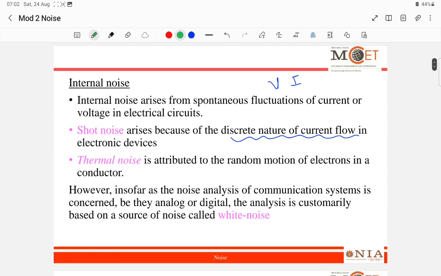The next main classification is internal noise. Here, there will be spontaneous fluctuations in voltage and current in the electrical circuit. This gives rise to a noise that we call internal noise. There are various types. The most predominant internal noises are shot noise and thermal noise. If the noise arises due to the discrete nature of current flow, then it is called shot noise. If the noise is attributed to the random motion of electrons in a conductor, then it is thermal noise.